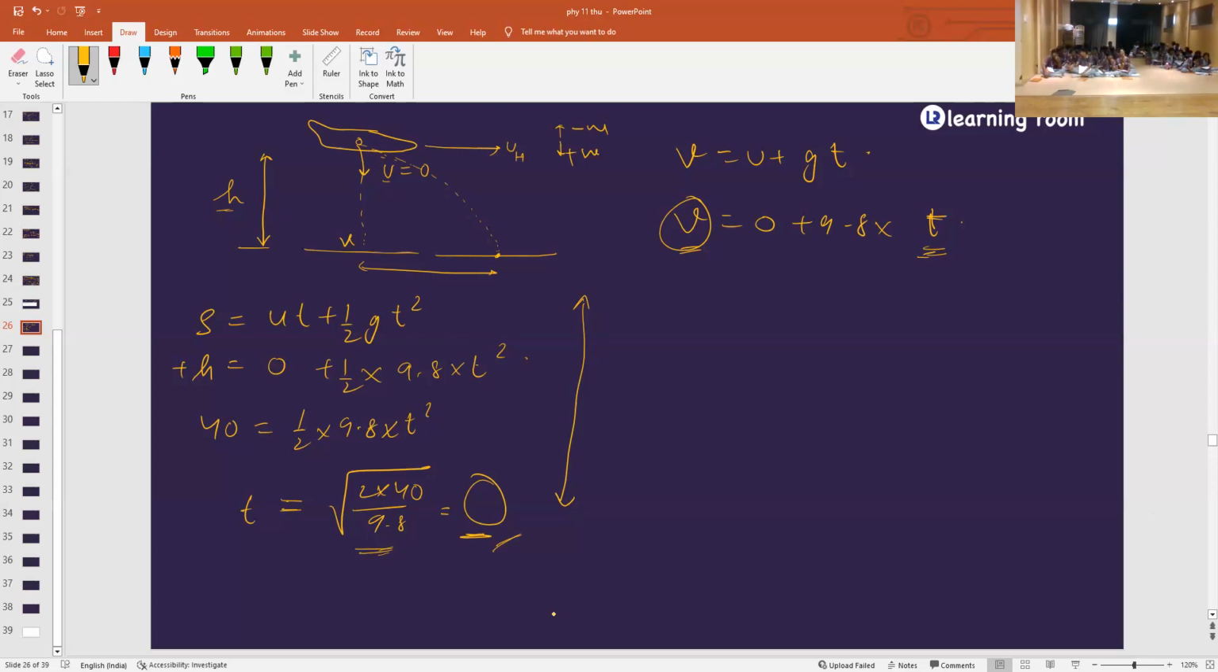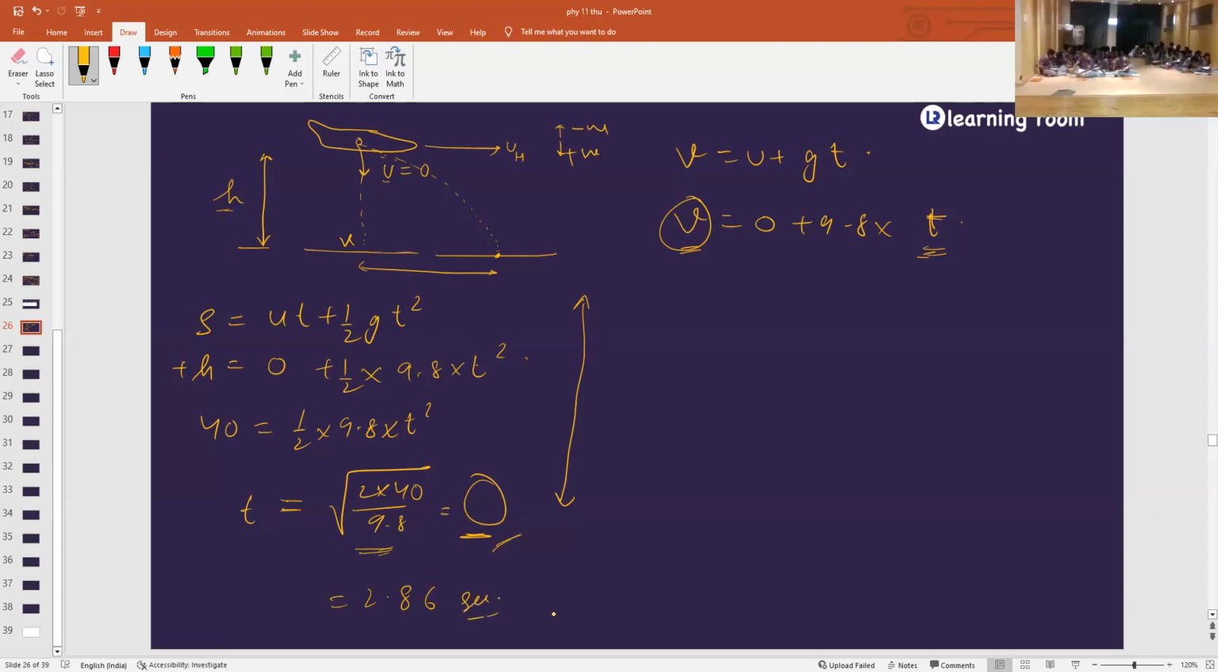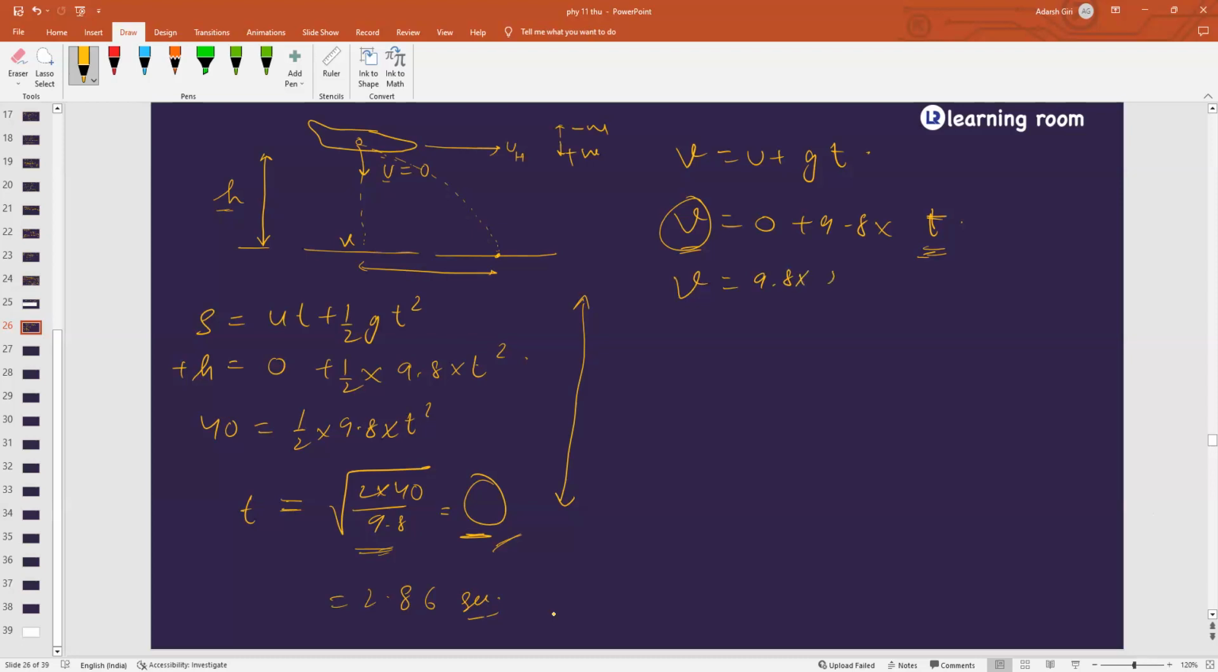So time is equal to root 2.89. No, it will just be 2.89 seconds. 2.86 seconds, if you calculate this totally. Okay. Now velocity. Velocity is what? 9.8 into 2.86. Tell me this value.